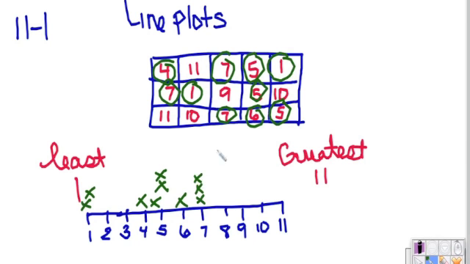All right, 8s. No 8s. 9. I have a 9 here. Get 1. 10s. 1, 2 10s, so 2 X's. And 11s. All right, last 2. And that's it.